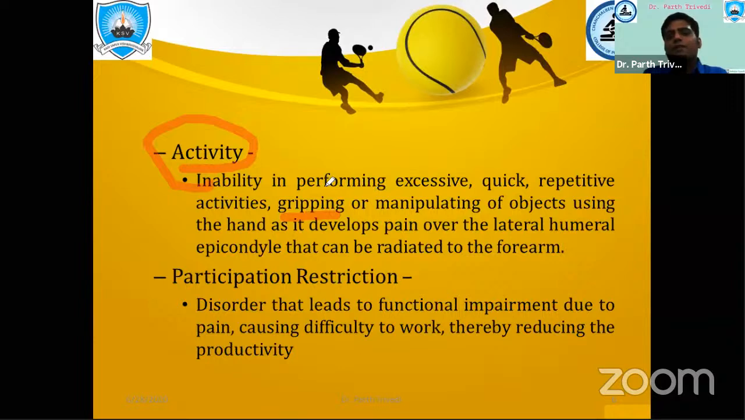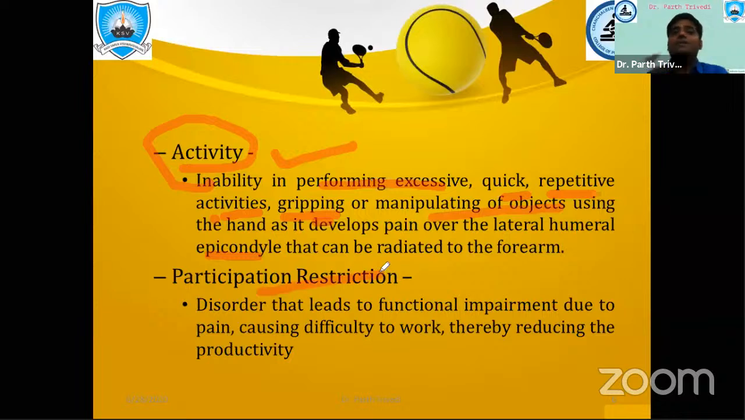It is performing excessive, quick, repetitive activities like gripping or manipulating objects, like you are wringing your clothes. Yes, that kind of activity causes pain over the lateral epicondyle region, which can be radiated over the forearm aspect. So that is the major activity which gets involved.